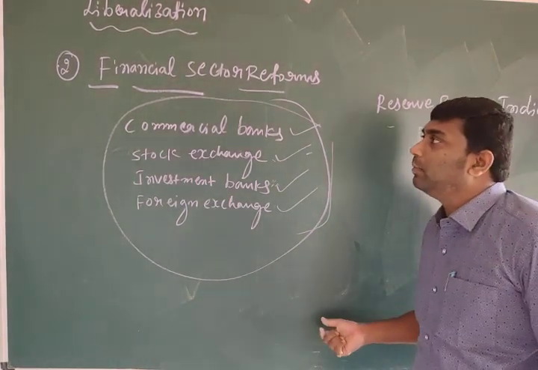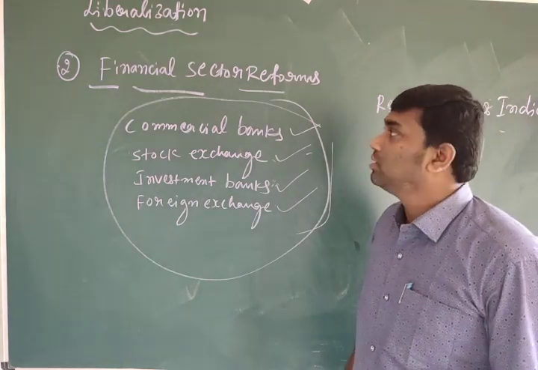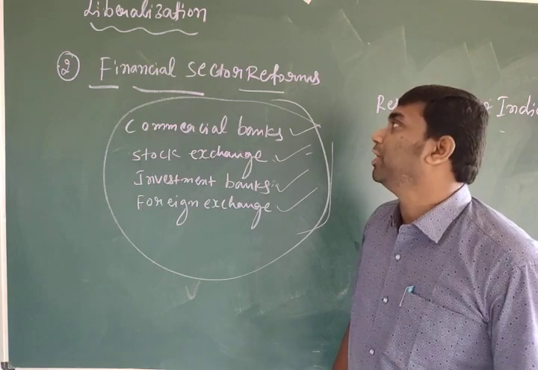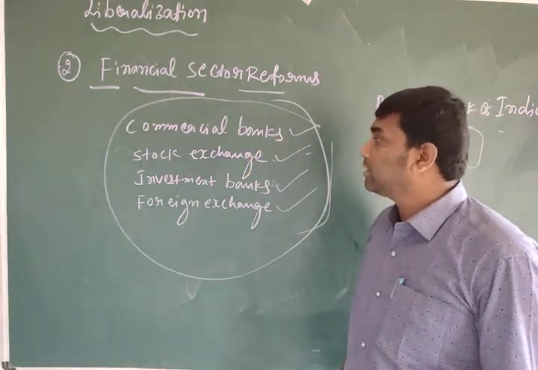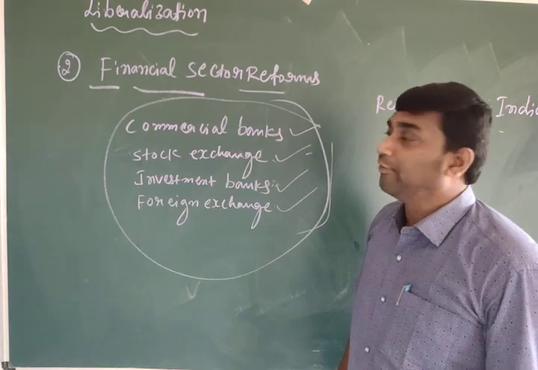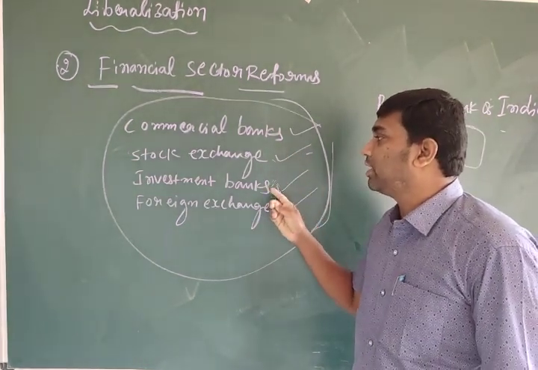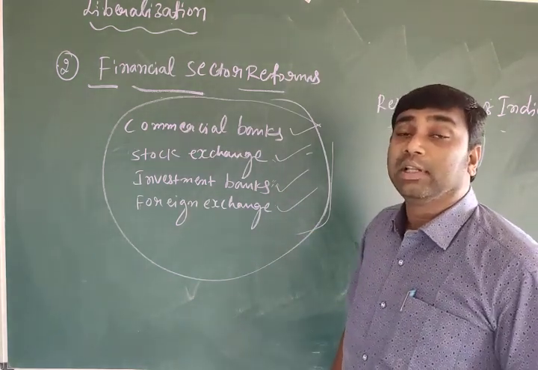Okay, the main aim of liberalization was to remove or reduce the role of the Reserve Bank of India in financial activities, or in the financial sector. Before, it was completely under the Reserve Bank of India, because each and every commercial bank, the activities of the stock exchange market, the investment banks and also the foreign exchange market, everything was under the Reserve Bank of India.